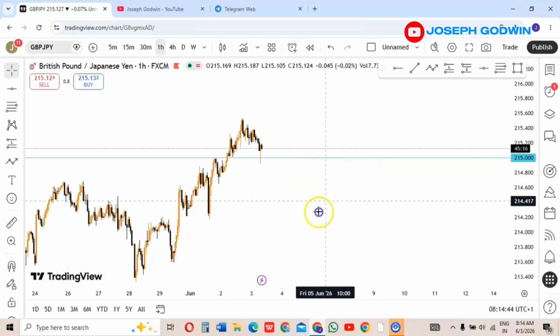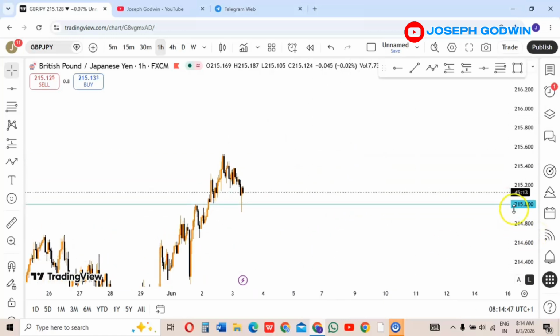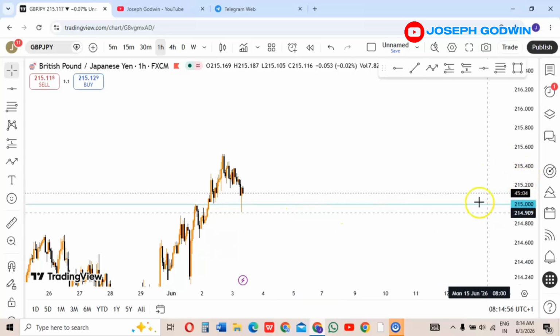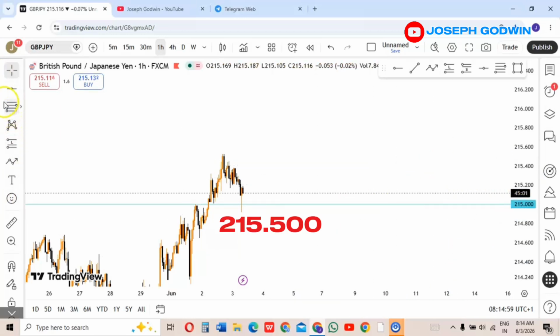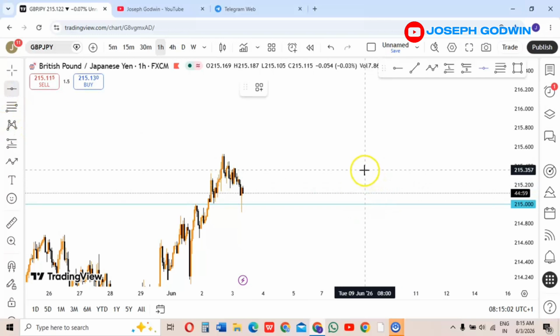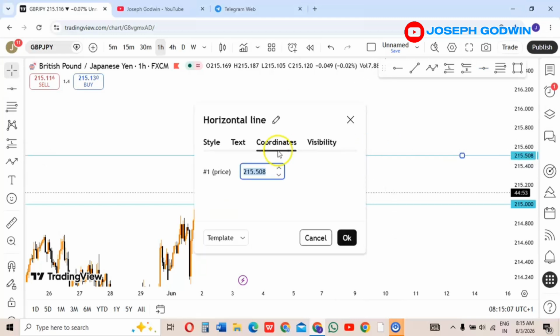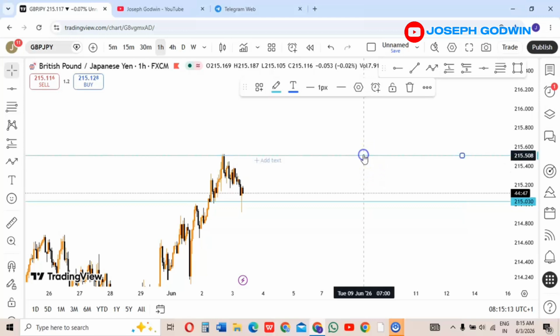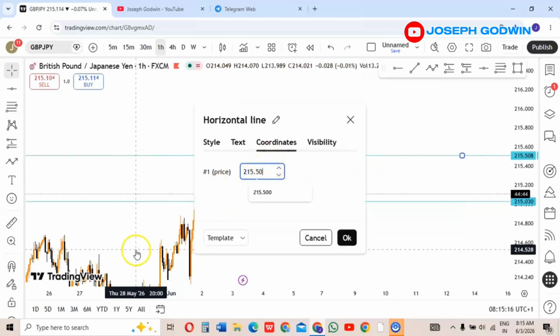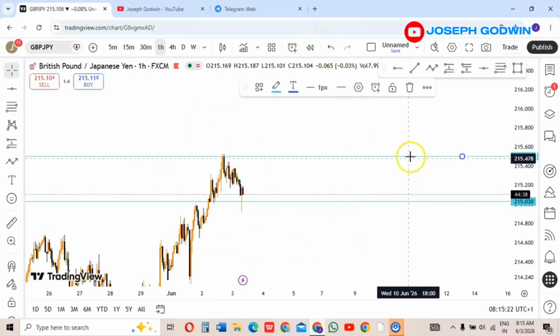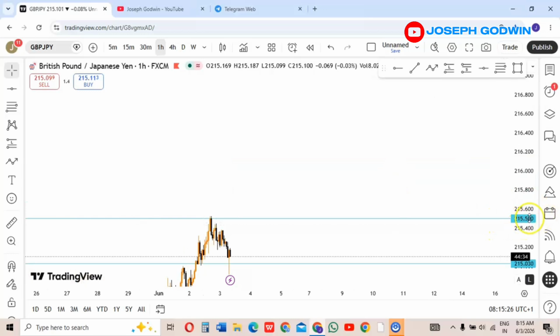So after plotting that, you know this is 215.000. Now the next psychological level for you to plot is 215.500. Let's just search for it. Sorry guys, I thought it's GBP USD, because that is how it works on GBP USD. So it's 215.500. That's pretty simple.